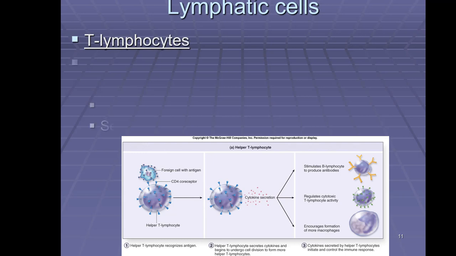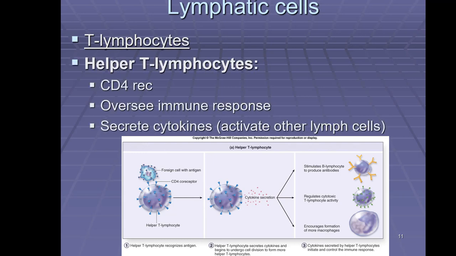All right, so starting with T lymphocytes, there's different types. The one type is called helper T lymphocytes, and they have a type of receptor called CD4. Not overly important, but that's the type of receptor that's on their surface. And these helper T lymphocytes are called helper T because they oversee the immune response. They help out. They don't really get their hands dirty too much. So what they do is basically activate other cells to come in and do the dirty work.